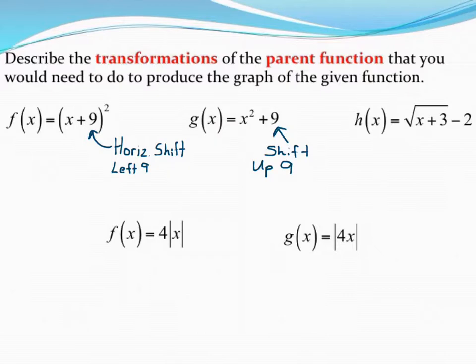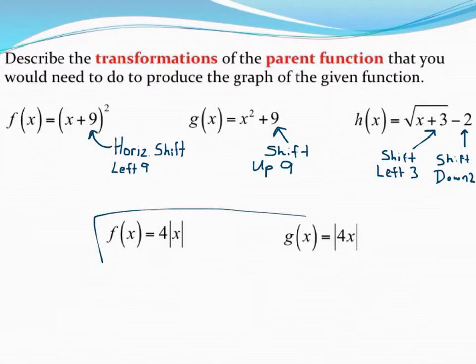Next up, we have 2 of them. There's one. Notice it's underneath the radical, so that'll affect the x. It'll be a horizontal shift, and it does the opposite of what it says. So once again, this will be a shift to the left. Specifically, it's going to be shifted left 3 spaces. And then finally, this number here at the end is outside of the radical, so that will be our vertical shift. And it does what it says it's going to do, so that will shift the graph down 2 spaces, my vertical shift.